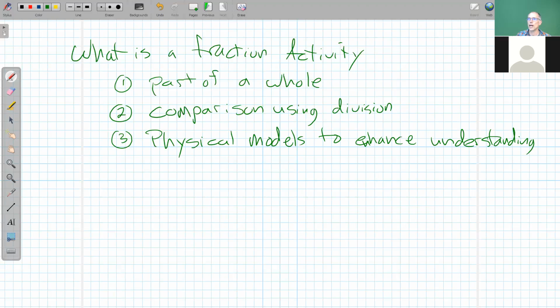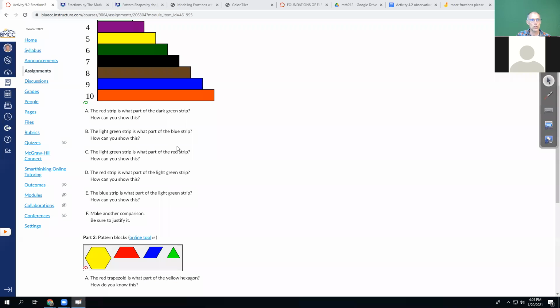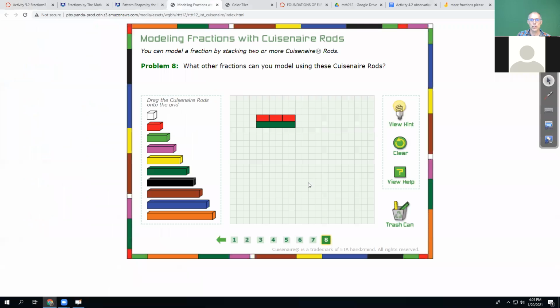And so one of the first ones that gives people trouble is the light green strip versus the red strip versus the light green strip. And let's find those here. So not the dark green, you can go home. So looking at these right here, I can see that the red one is made up of two squares, 2 whites, and the light green one is made up of 3. So we can make the comparison that the red is 2/3 of the light green.